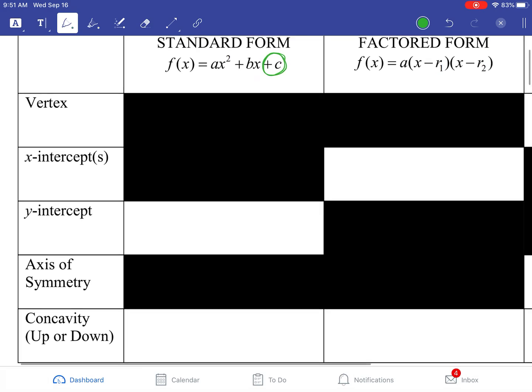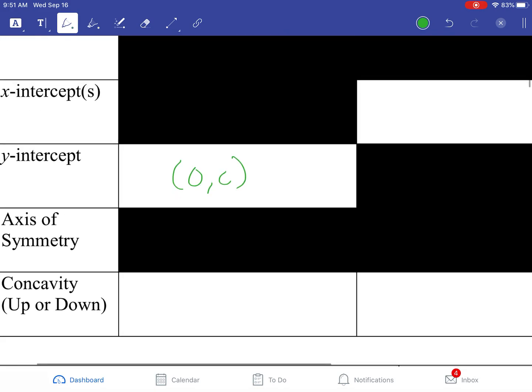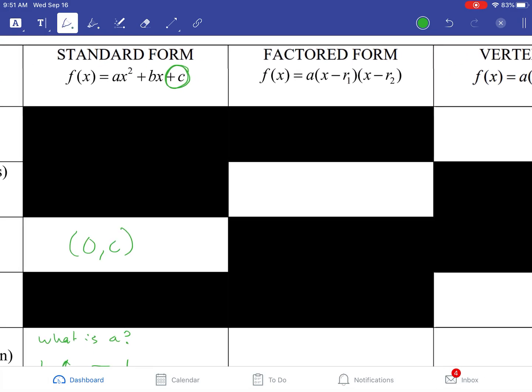This number is going to be your y-intercept, but we want to put it as a point. So we put (0, c). Whatever number c is, you put there for your y-intercept. Pretty simple. For concavity, we're looking at the a value. If a is a positive number, the graph's going to go up. If a is a negative number, the graph's going to go down. Very simple.